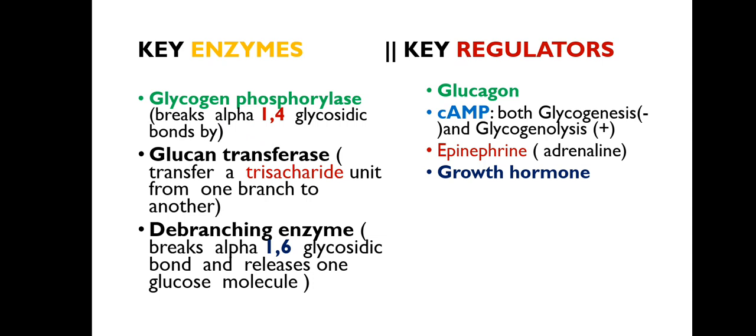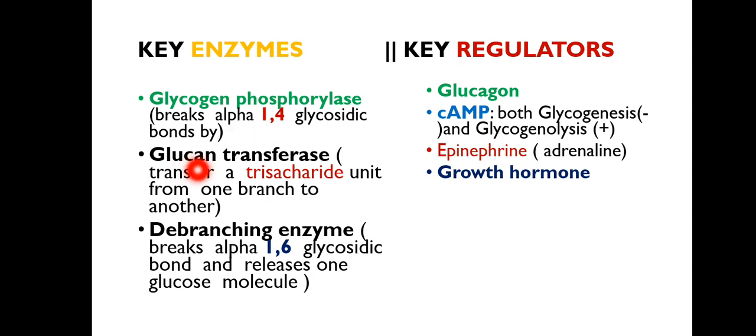And in that particular session, we said the enzyme that was forming those particular bonds was what we call glycogen synthase. But now, since we want to break down this glycogen back to glucose, what do we do? We must break these alpha 1,4 glycosidic bonds using what? Glycogen phosphorylase enzyme. Apart from that, we've got what we call glucan transferase.